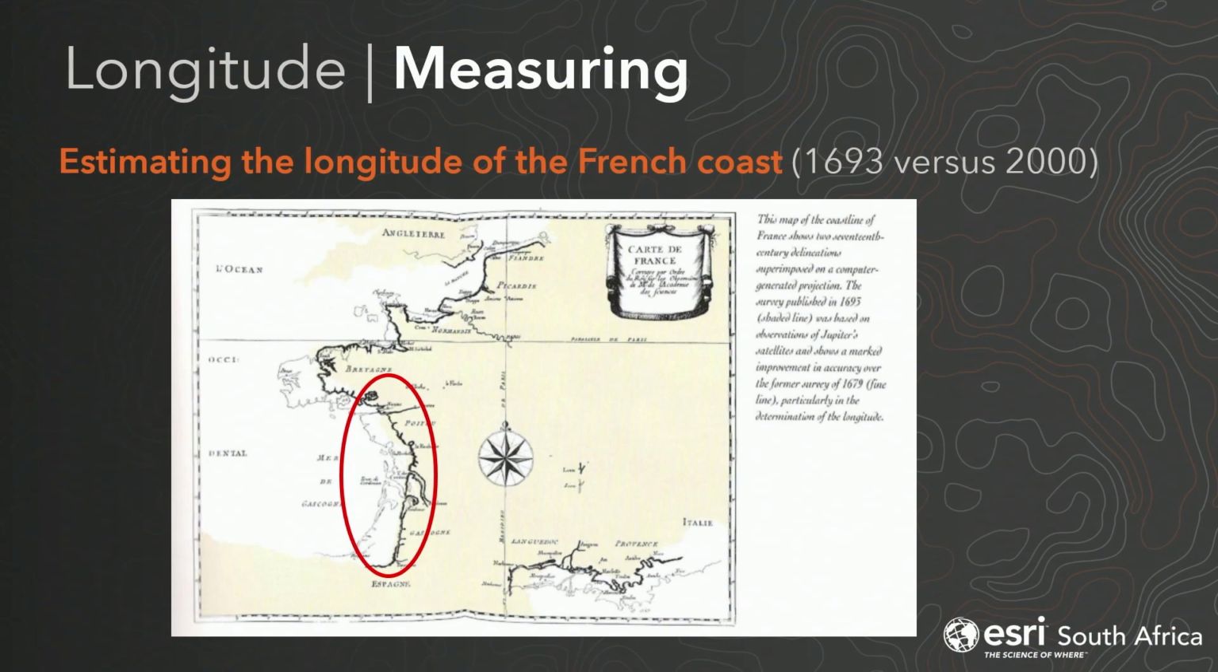In this case, this is a map of an area in France, and you'll see that the difference between the 2000 representation of France and the 1693 one is not necessarily in north and south. It's in east and west. So longitude has always been an interesting challenge, and how do we address that?